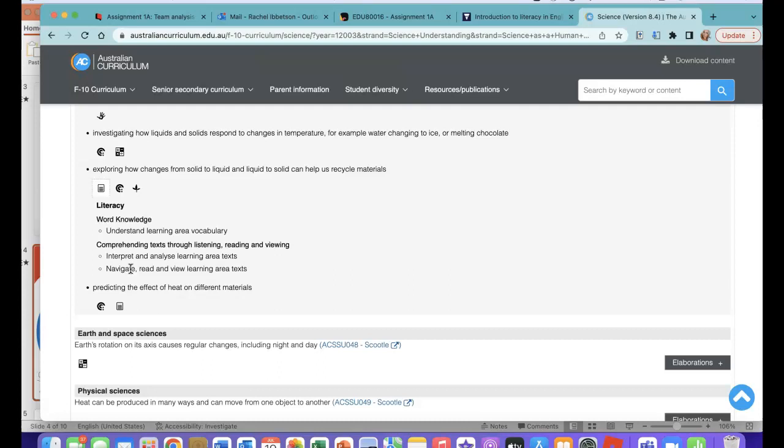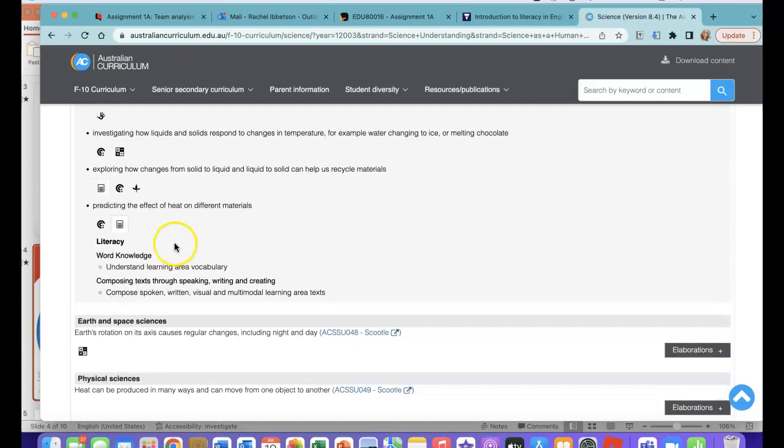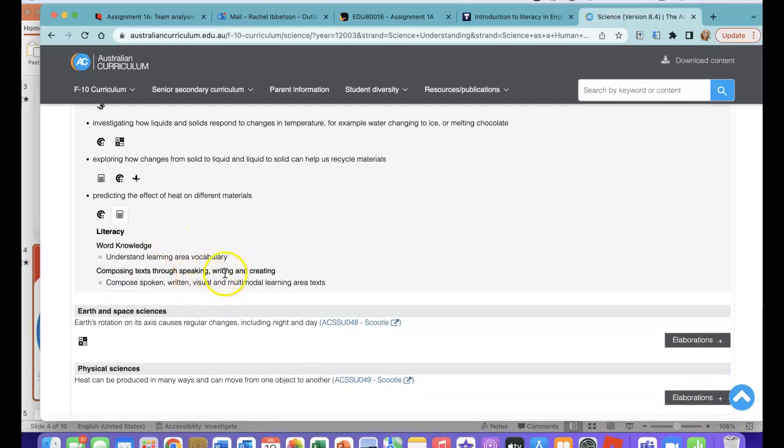critically about what they're reading, which also gives you a clue with that 3D model. If we click on predicting, we also have word knowledge, and we also have the ability to compose written and multimodal texts. So it's not just a matter of the kids being able to navigate them in a sense of reading them and deciphering them and comprehending them. They must also then be able to produce their own text in much a similar way.